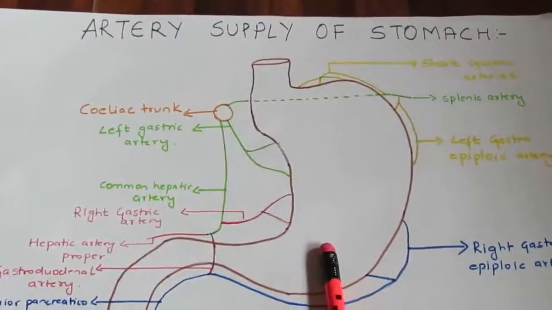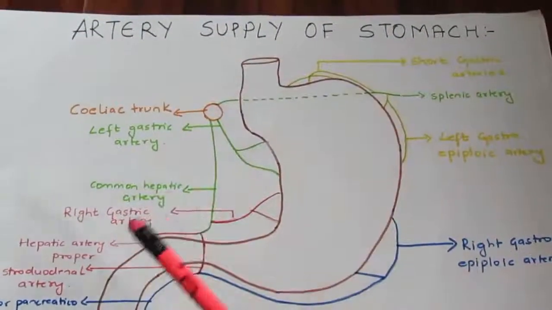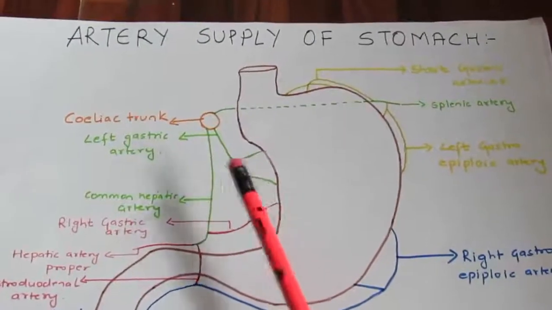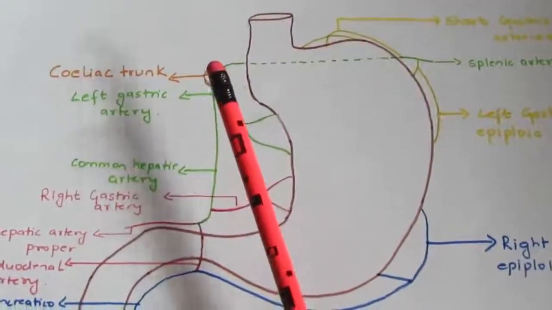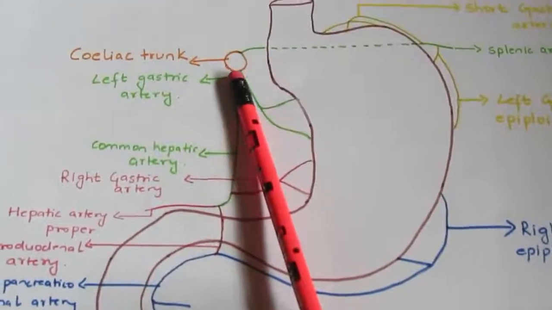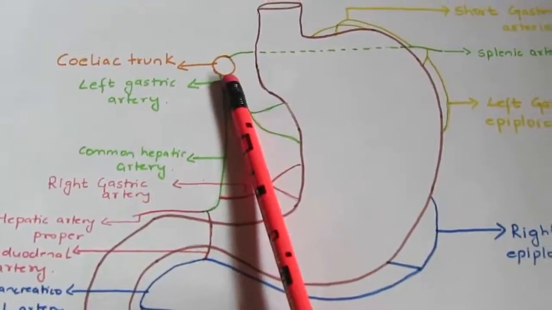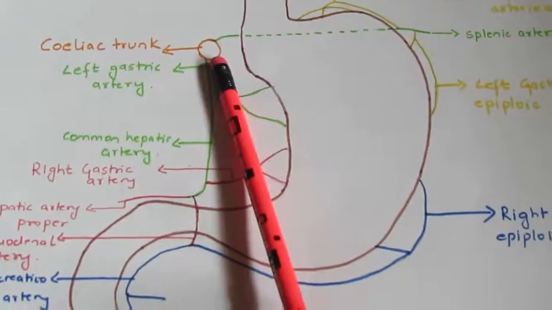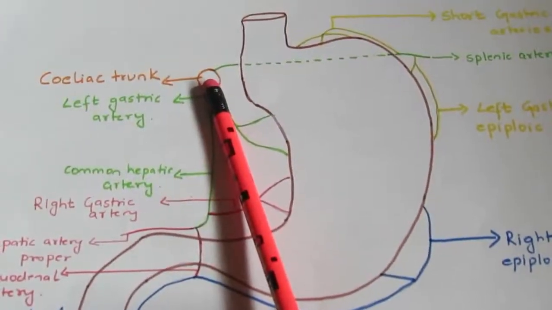Today we are going to study about the artery supply of the stomach. Let's begin. The main artery that supplies the stomach is the celiac trunk. The celiac trunk is one of the ventral branches of the abdominal aorta. It gives up 3 branches.